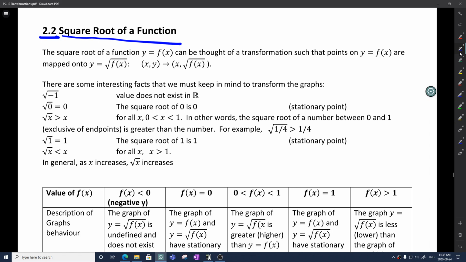The square root of a function y = f(x) can be thought of as a transformation on the parent function y = f(x), and they're mapped into the square root of the function, y = √f(x). Probably easier to think about it as a transformation that follows this mapping notation: point (x, y) maps into point (x, √f(x)). Now, really, f(x) can be thought of as the square root of y. That's what we're really saying here.